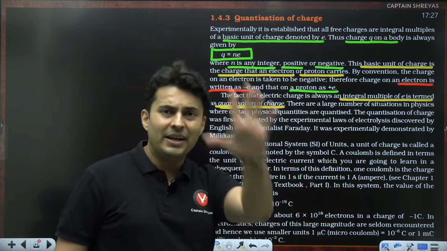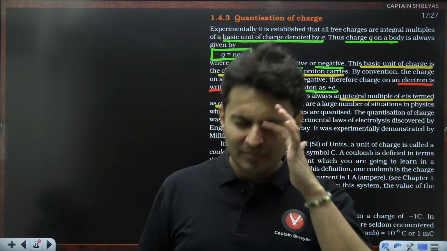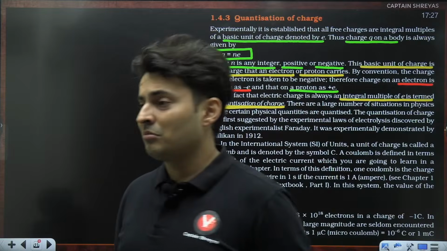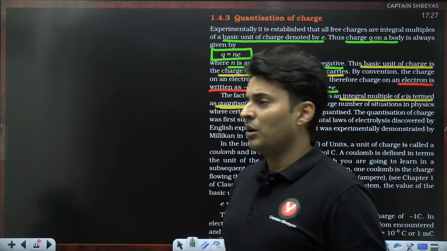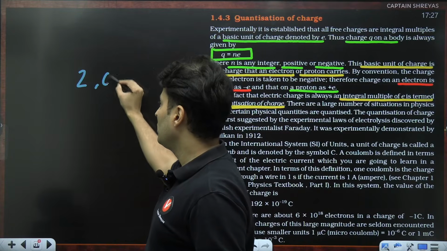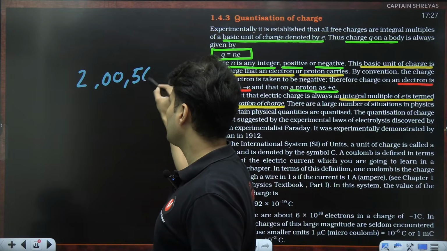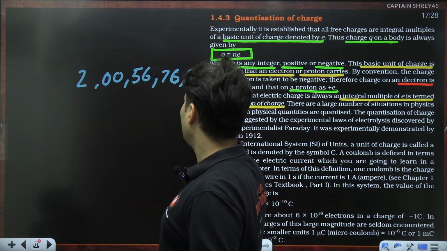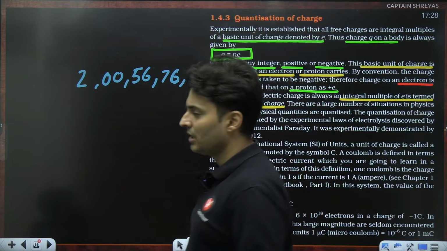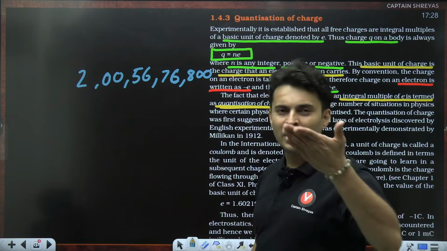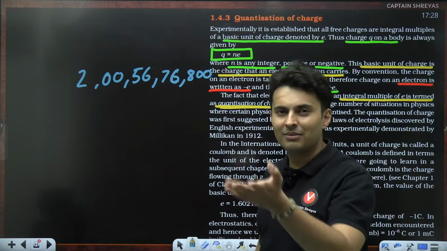Just imagine if I talk about Ambani's wealth. He has some crazy amount, something like 5,676,800, something like that. You will not think whether it is an integral multiple of 200 rupees or not. You will be like, okay, fine.